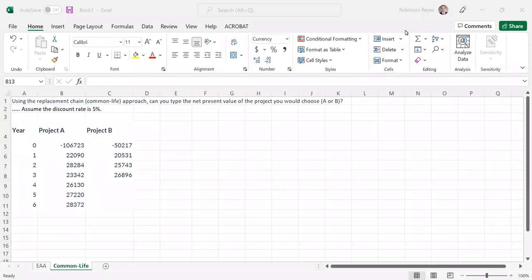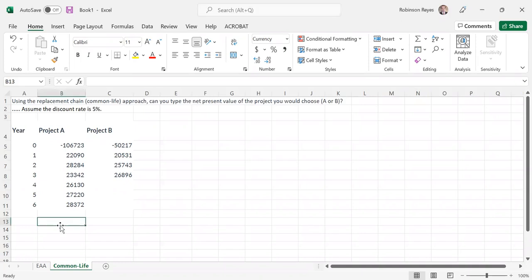Hi to all. In this video, we will quickly cover how to choose between two products with unequal lives. In the previous video, we used the equivalent annual annuity, and in this video, we will use the replacement chain approach, or the common life approach. So let's look at these two funds.